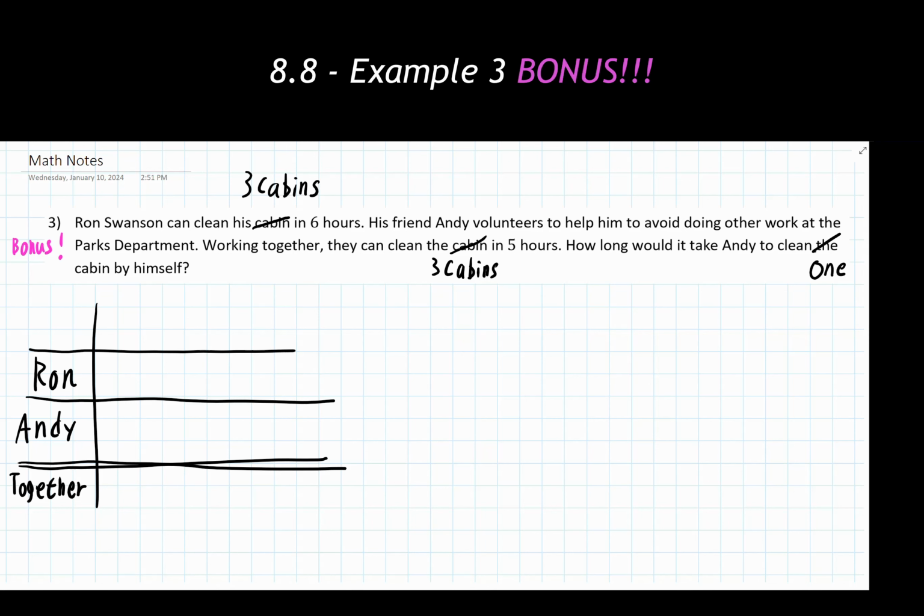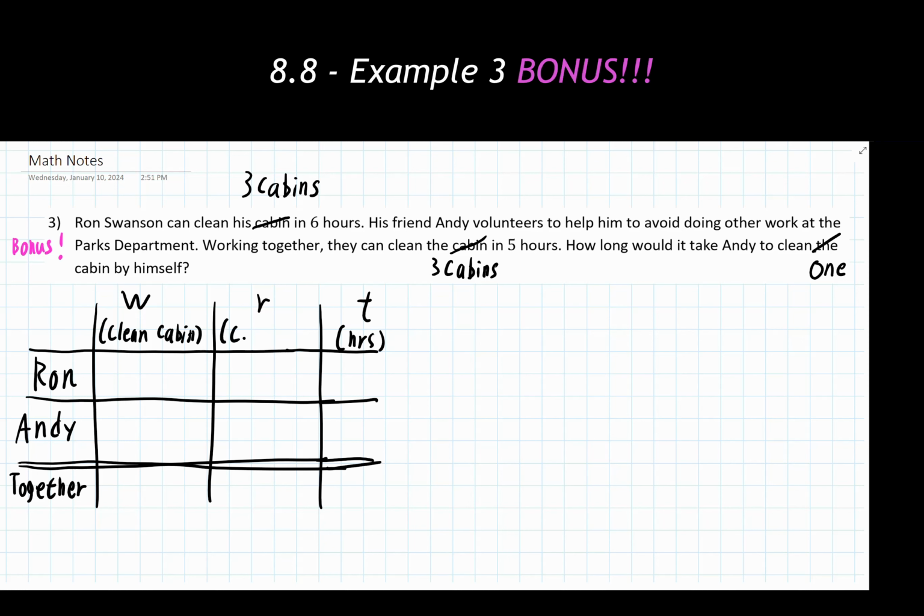And like we did vertically, we're going to have our work, and that was going to be clean cabins. We have our rate. We have our time. Bring these in line here a little bit. There we go. Time is in hours, and the rate is once again going to be clean cabins per hour. So we're going to go through and fill this in the exact same way as we did before, but I just want to highlight that we can have different numbers showing up in here.